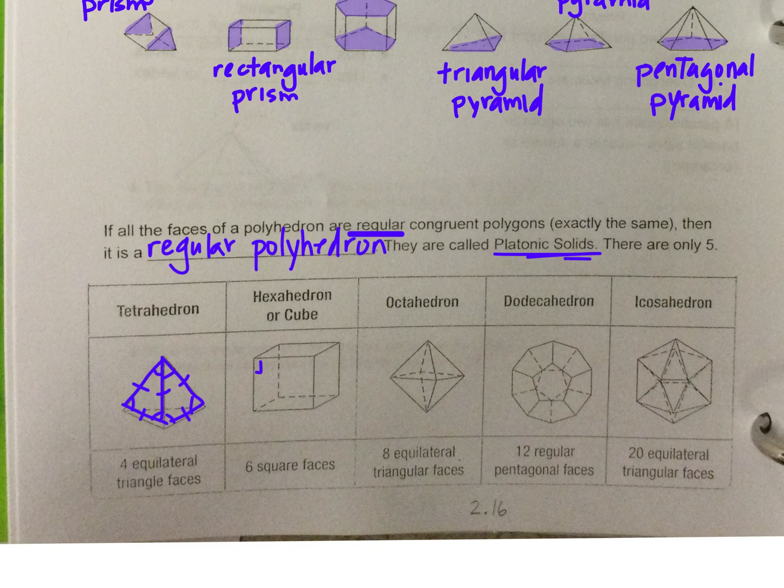The same with this cube here. All the sides are the same. All the corners are right angles. So you have a tetrahedron, which are the shapes that we build and have in my room. You have a cube. You have an octahedron, dodecahedron, and icosahedron. Okay, so those are all the shapes you have.